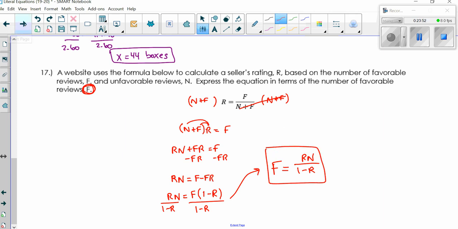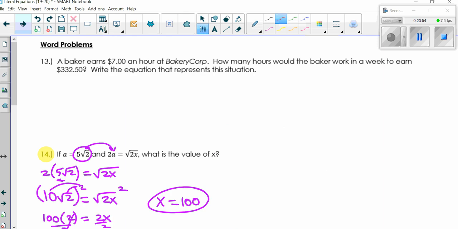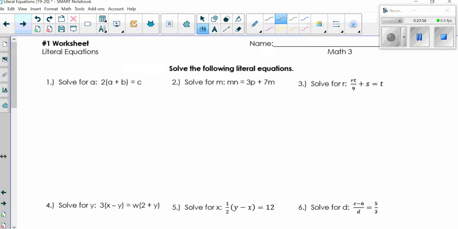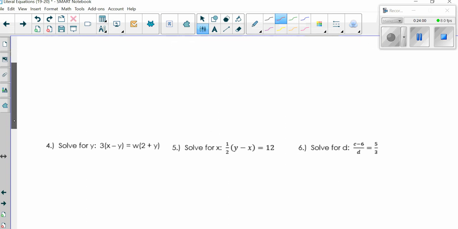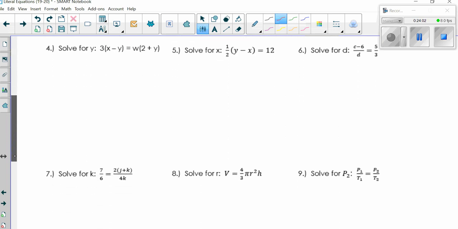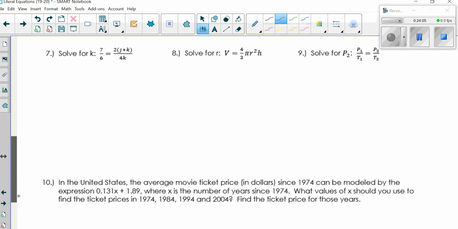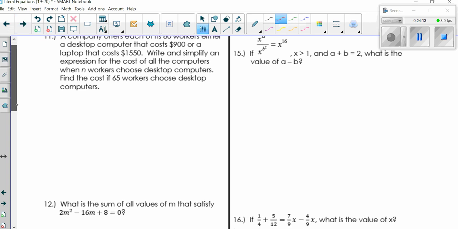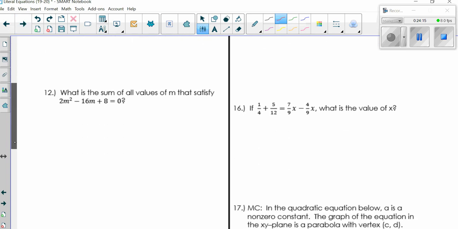Your homework is worksheet number 1. A lot of the front page is going to look just like the 6 problems that we did in the notes. It's just going to have 9 of them. And then it's going to have problems similar to what we just did, one of those, and then a couple on the back where I'll have you write some equations.